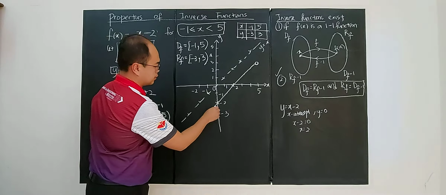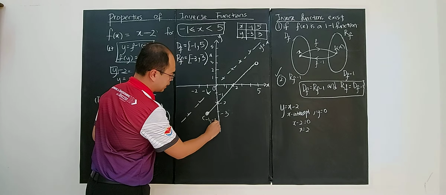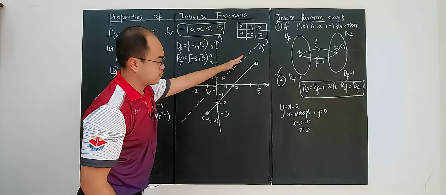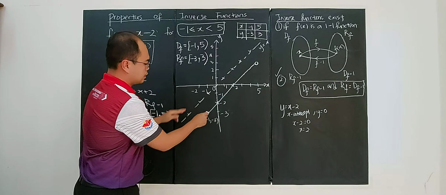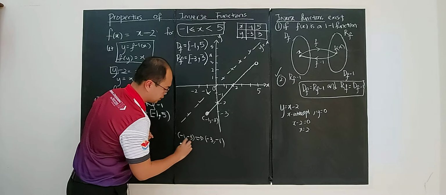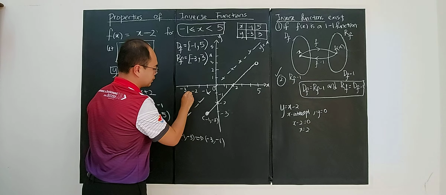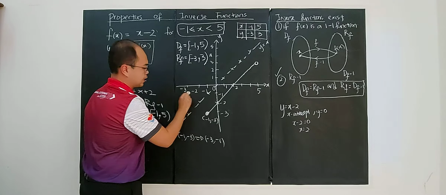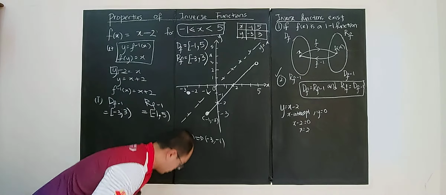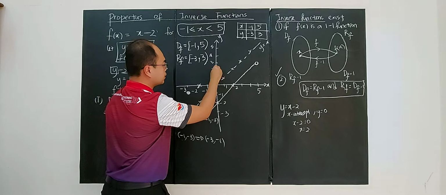For example, I will show you how to do it. This point is negative 1, negative 3. When you reflect it about this line, negative 1, negative 3 will become negative 3, negative 1. The ordered pair will change. So there is a point here, reflected. And for negative 2, there will be a negative 2 over here, and if there is a 2 here, there will be a 2 here.